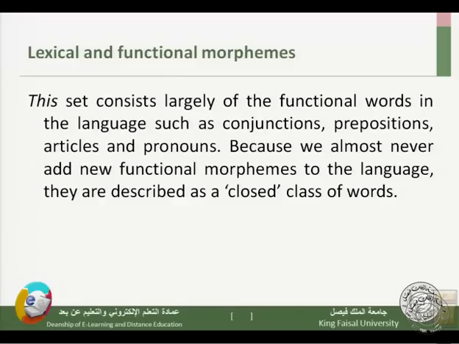This set consists largely of the functional words in the language, such as conjunctions, prepositions, articles, pronouns, because we almost never add new functional morphemes to the language. They are described as closed class words. Closed class words, why? Because we cannot add parts to them. So we cannot add prefixes to them or change them. They are the same everywhere.